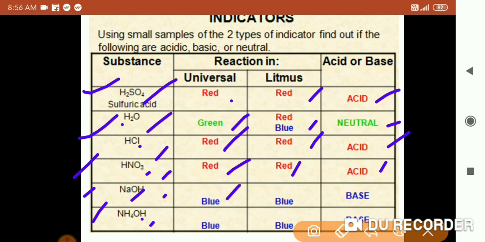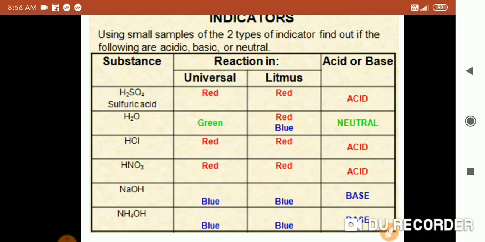NaOH, as we know, has OH, so it is a base, and that's why the universal indicator becomes blue. Red litmus paper becomes blue. Hence it is concluded that it is a base. Ammonium hydroxide, again, the universal indicator shows blue color, red litmus paper becomes blue, and the conclusion is base. Okay, so this is the chart indicating the results.